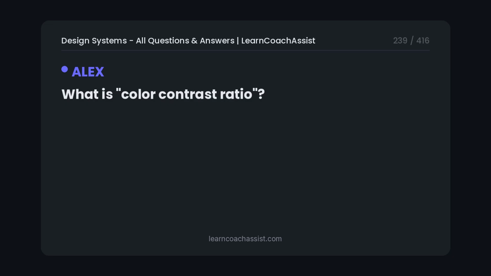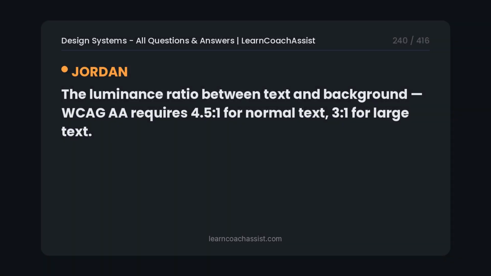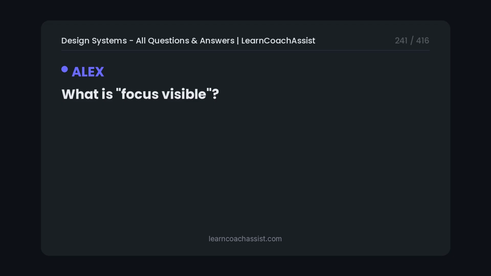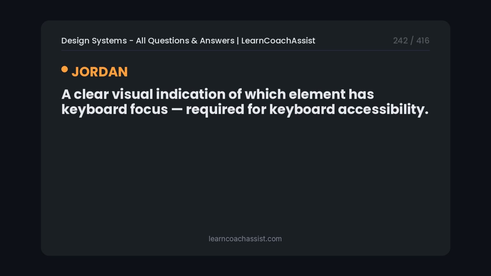What is color contrast ratio? The luminance ratio between text and background, WCAG AA requires 4.5 to 1 for normal text, 3 to 1 for large text. What is focus visible? A clear visual indication of which element has keyboard focus, required for keyboard accessibility.